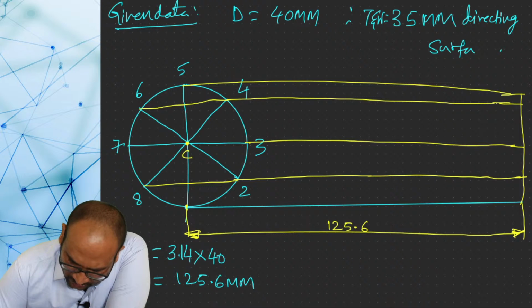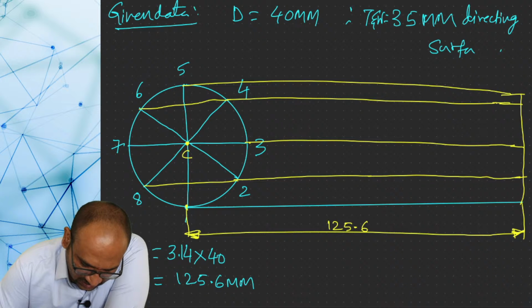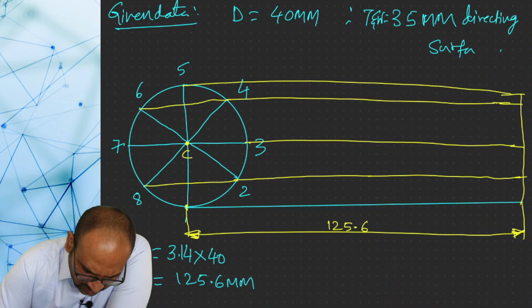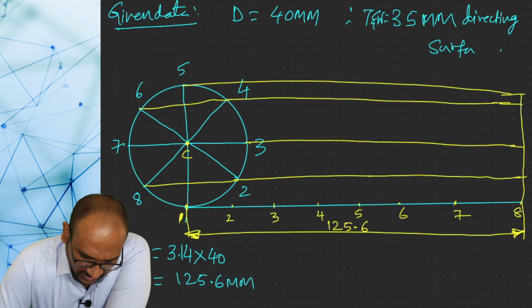And next, you divide this 125.6 into 8 equal parts. The number of parts we divided the circle into should match this flat surface division also. So in the circle we have divided into 8 equal parts, and here also we should divide this into 8 equal parts. Using the acute angle method, you divide this flat surface into 8 equal parts: 1, 2, 3, 4, 5, 6, 7 and 8.